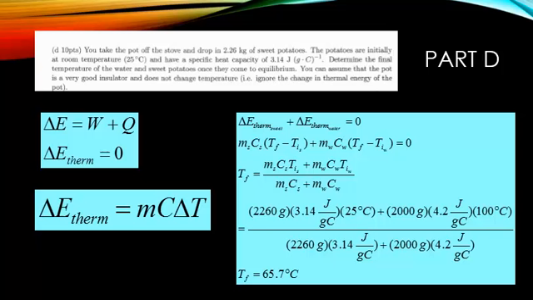The fundamental principle states that the change in energy is equal to work plus the thermal energy transfer. We know that the change in energy is equal to 0, therefore the change in E thermal of the sweet potato plus the change in E thermal of the water must be equal to 0. After plugging in the equation change in E thermal equals mc delta T for each part of the system, we can calculate the final temperature of the water. We find that the final temperature is equal to 65.7 degrees Celsius.